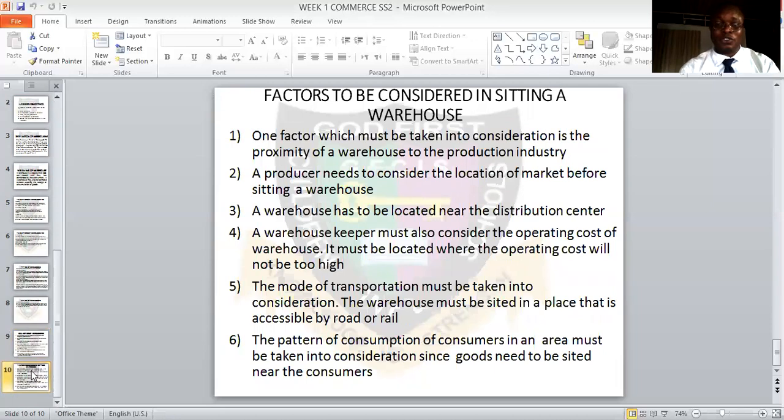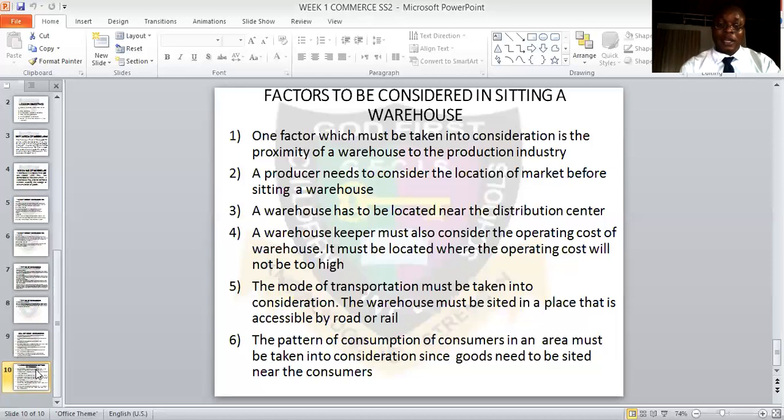The last one is factors to be considered in siting a warehouse. There are some factors that need to be considered before you can site or locate a warehouse. One of the factors you must take into consideration is the proximity of the warehouse to the production industry. So if you want to set up your warehouse, make sure you take this into consideration by having it very close to the factory, so that you can be able to save.